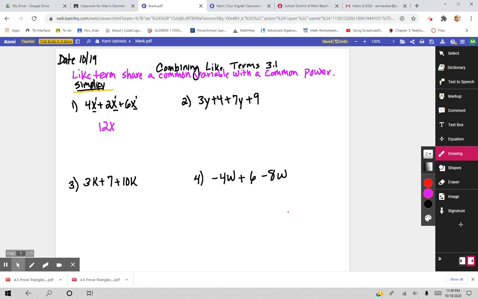Okay, let's keep going. So we have 3y here and 7y here. We can put the y's together because they are like terms, giving us 10y. And then we can put the numbers plus 4 plus 9 together to give us plus 13. Because they are numbers without variables, they are said to be like terms. All right, let's keep going.